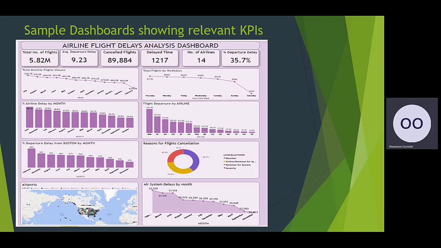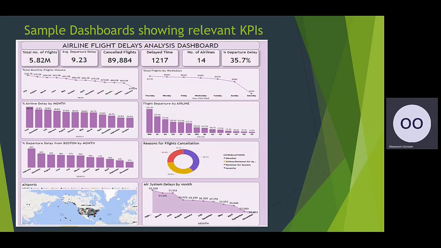So 5.8 million subscribers. We want to look at average departure delay, how many flights were cancelled in all, what is the delay time, how many airlines we have. So we have 14 airlines for that particular project, 14 airlines. We have 89,884 cancelled flights. So the average departure delay was about 9.23.